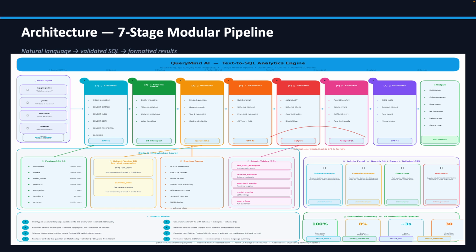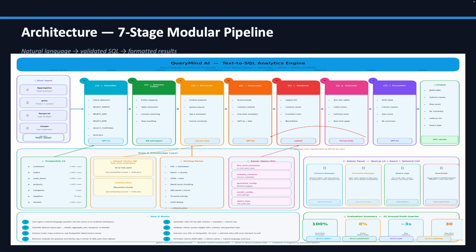Stage 2, Schema Linker. Map the entities mentioned in the question to real table and column names in the Postgres database. So revenue maps to total amount. Customer name maps to first name plus last name.